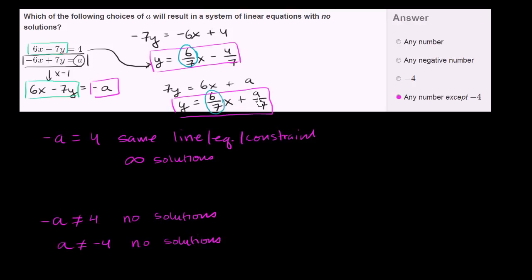If a is equal to negative 4, then these are going to be the exact same equations. They're going to have the exact same y-intercept. You're going to have an infinite number of solutions. On the other hand, if a is anything other than negative 4, you're going to have a different y-intercept, and these two things are just going to be parallel.